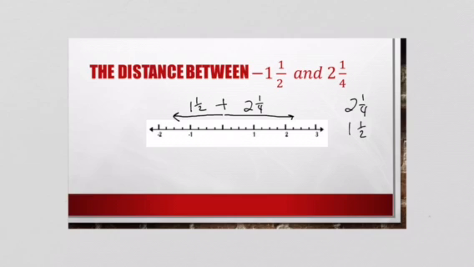Well, we need the same units, so we need to change that 1 1/2 to 1 2/4. Now can we add them? What's 1/4 plus 2/4? 3/4. And 2 plus 1 is 3. So they're 3 3/4 units apart.